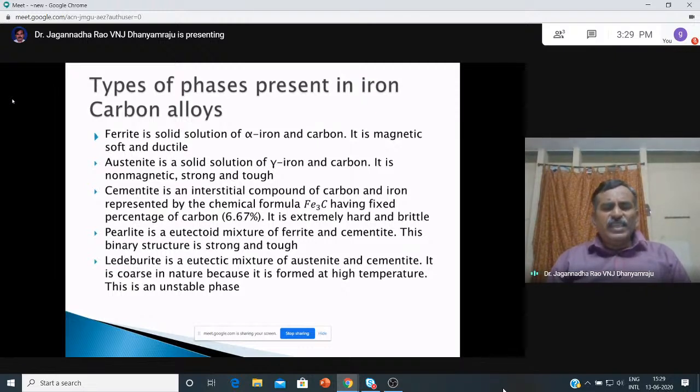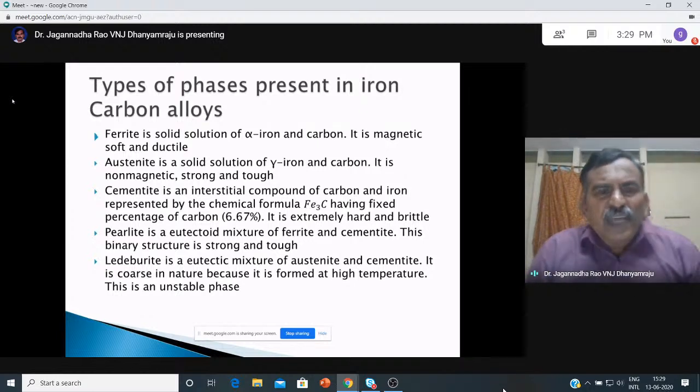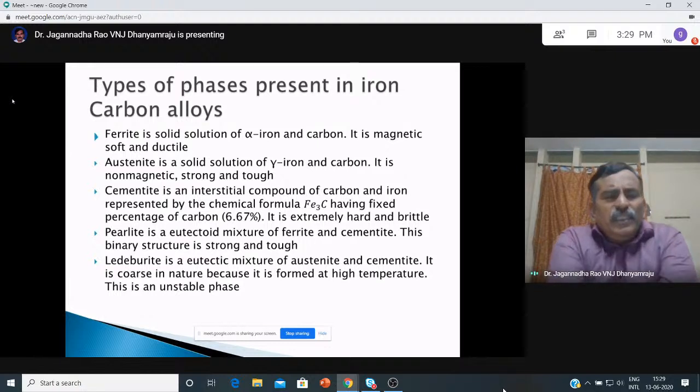But of course, this is an unstable phase, and this we can see in the case of cast irons. So those are the types of phases that are present in iron carbon alloys. The phases one has to remember: ferrite is soft and ductile, austenite is non-magnetic, strong and tough, cementite is hard and brittle, pearlite is strong and tough, etc.